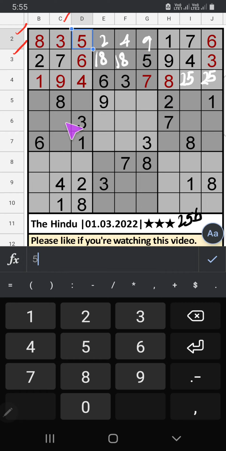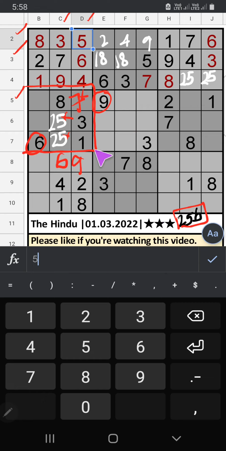In column C, 3 numbers are remaining: 2, 5, 6. Fourth grid, we have 6. So 6 can't come in these cells. Then 6 is confirmed here. Then only 2 numbers are remaining, 2 and 5. It will come in any one of the cells. We will confirm later. Column D, 2 numbers are remaining, 7 and 9. Fifth row, we have 9. So 9 can't come in this cell. 9 is confirmed here. Then 7 is here.